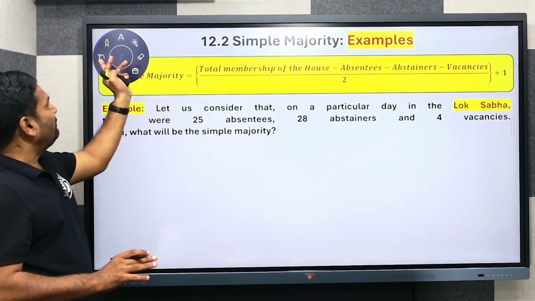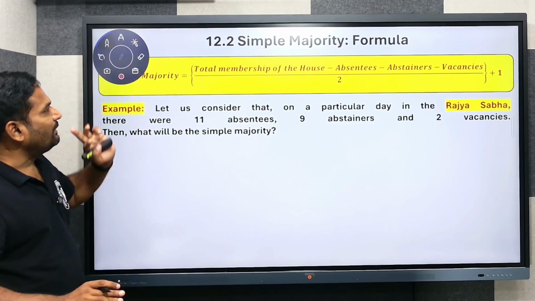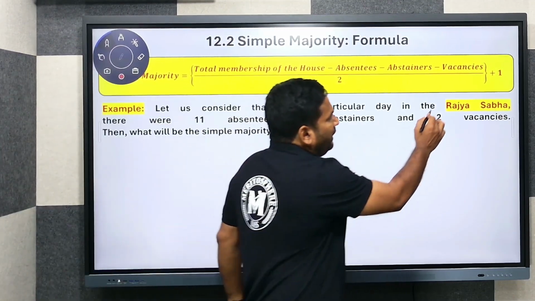The decimal value example will be shown in the next one. Next example. So here we are taking the case of Rajya Sabha.